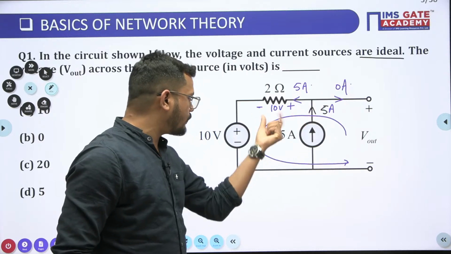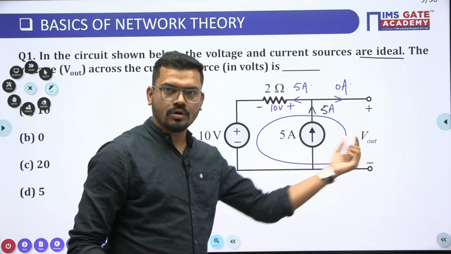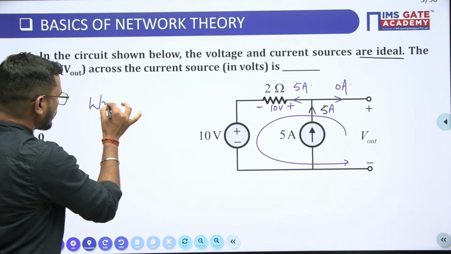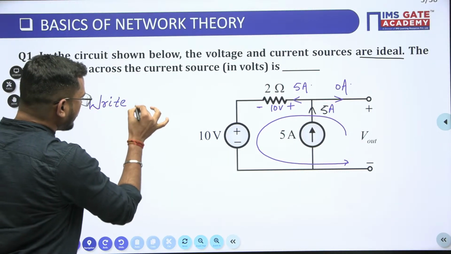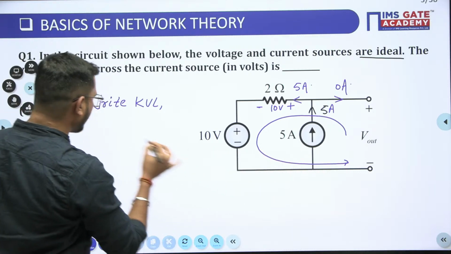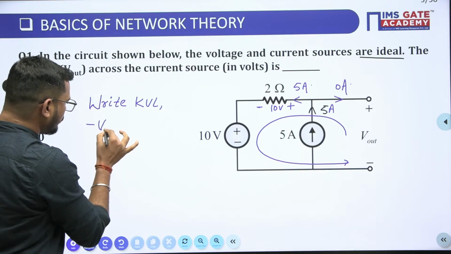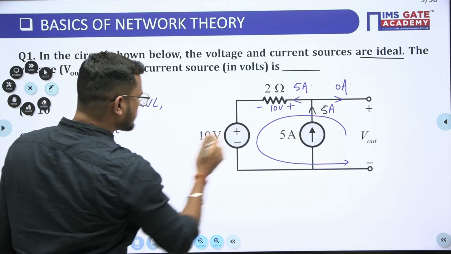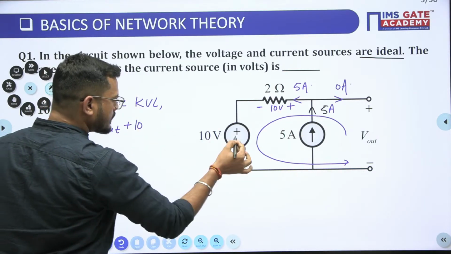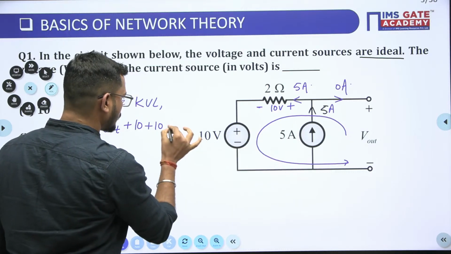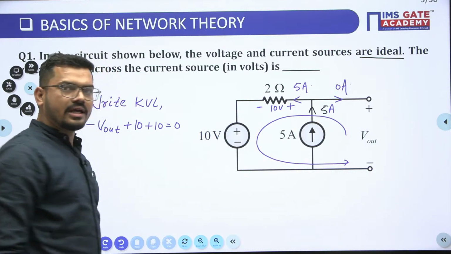So all the voltage across all the elements, as we know, so we can write here KVL, guys. So write KVL simply. By writing KVL, what we can write is minus V output plus 10 plus 10, and the summation is equal to 0. So simply I am applying KVL here.